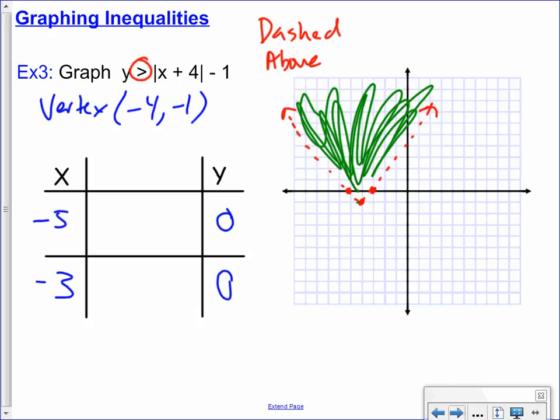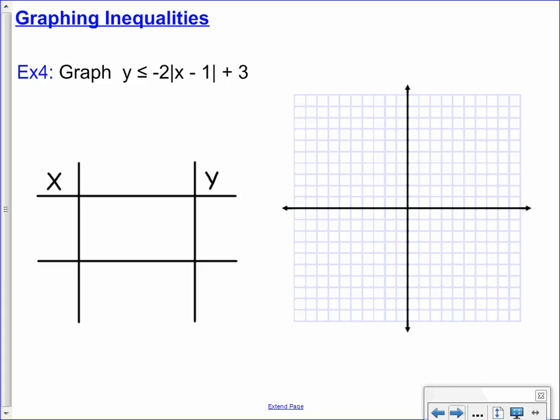I know that you're doing this kind of repetitively, but basically any point in this region is a solution to that inequality. So like the point -4, 0: if you plug -4, 0 into that equation, it will be a true statement. Y will be greater than that. All right.